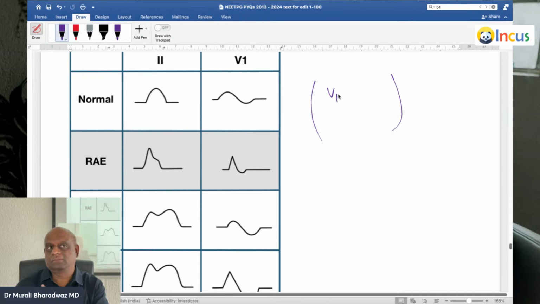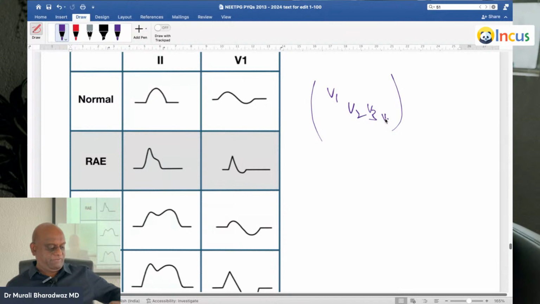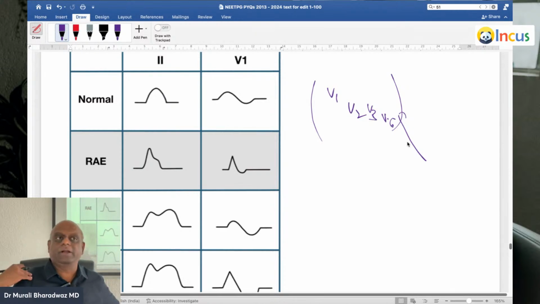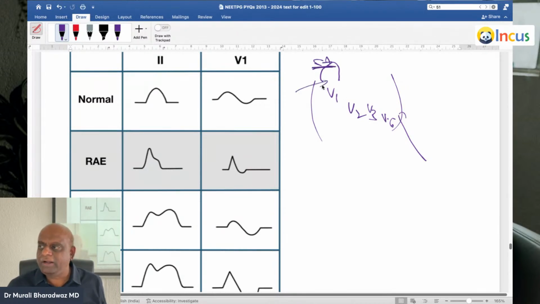V1 is right side. V2, V3 septal. V4, V5, V6. V1, V2, V3, V4, V5, V6. V6 will be in the lateral aspect. Understand? From right towards the left and down will be V6. So where will atrial electrical activity begin? From the SA node in the right atrium. So first the right atrium depolarizes, then that goes towards the left atrium.